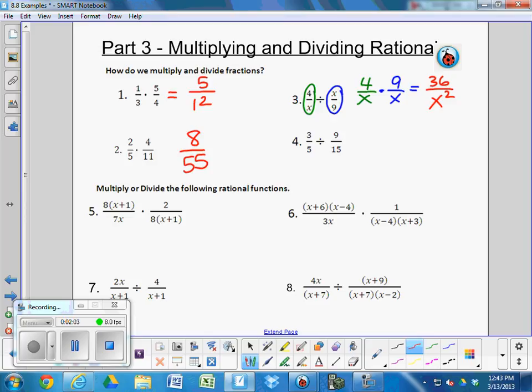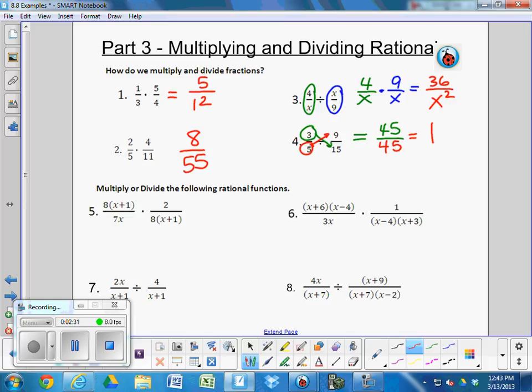Another way is students like the concept of cross multiplying. So when you're dividing, what you end up doing is the 3 times 15 on top, 45, and then the 5 times the 9 on the bottom, which is also 45, and you get 1 when you reduce.